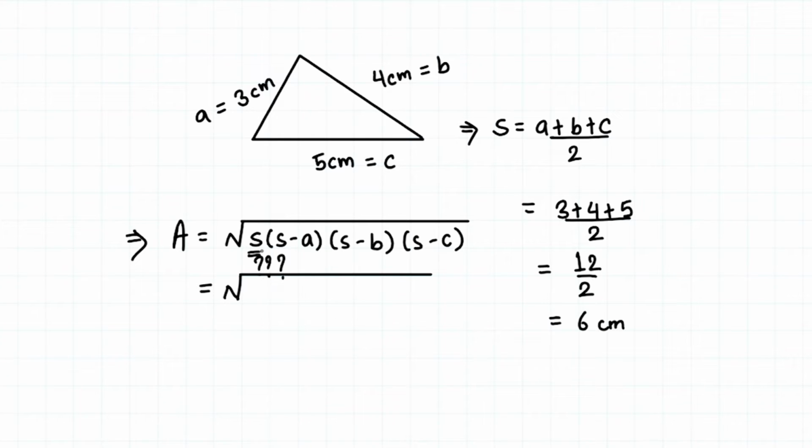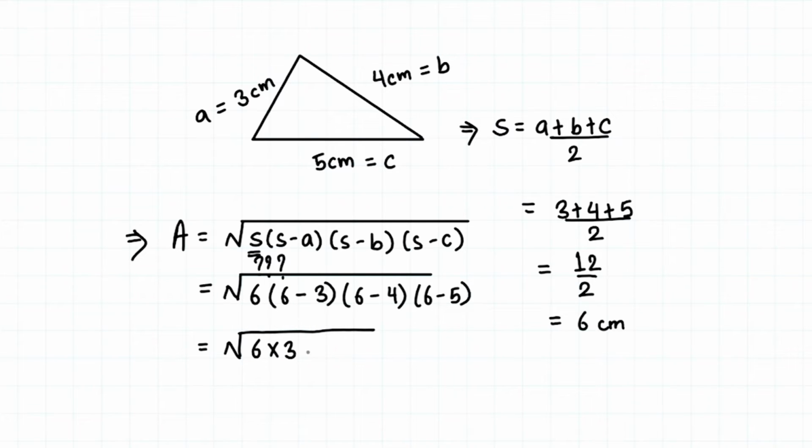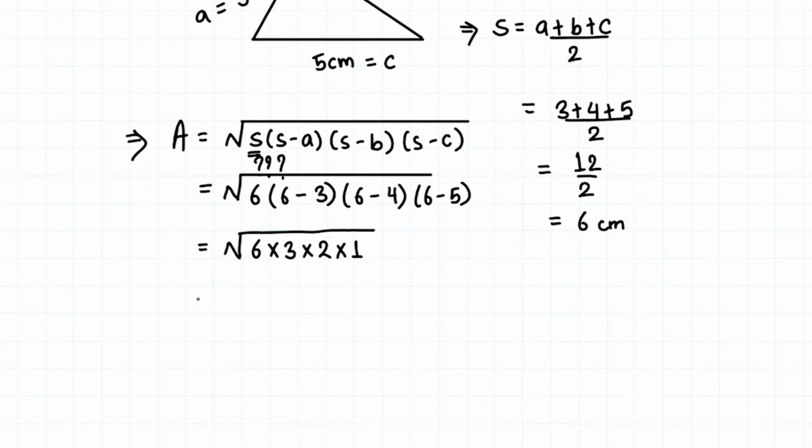And then we can put the value of S now, which is our 6. So it's going to be 6 bracket 6 minus our A is 3. And again, 6 minus our B is 4. And again, 6 minus our C is 5. And now we just solve this and we find our area, right? So 6 times 6 minus 3 is 3, times 6 minus 4 is 2, times 6 minus 5 is 1. And this is going to be equal to, so 6 times 3 times 2 times 1 is 36, right? And the square root of 36 is 6 centimeter square.